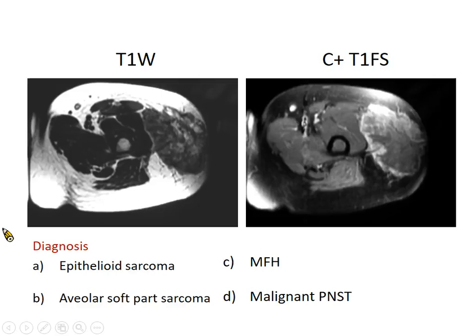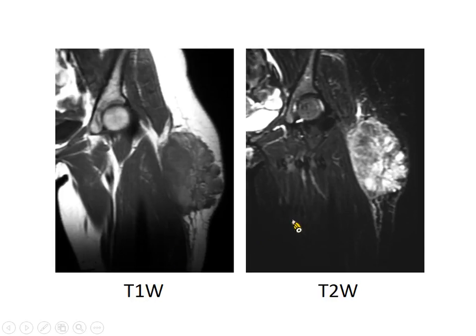Wow. Okay, the answer is epithelioid sarcoma. I'll tell you the reason. In alveolar soft part sarcoma, usually surrounded by fast flow blood. So if this tumor turn all the hyperintense signal to high flow blood, which is signal void or low signal intensity, then it could be alveolar soft part sarcoma.